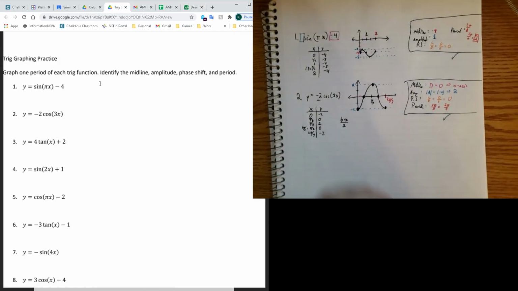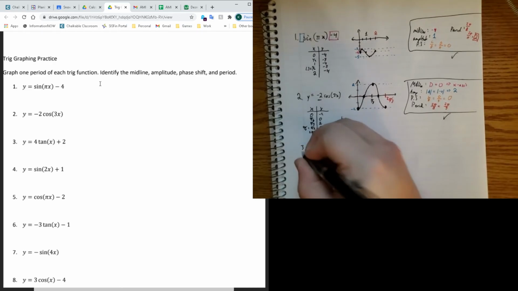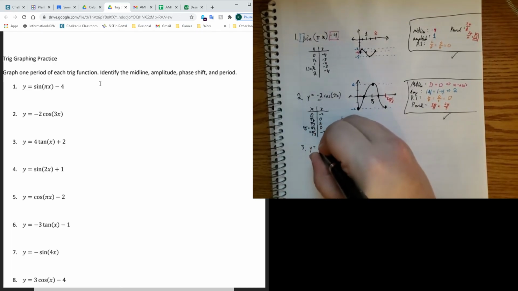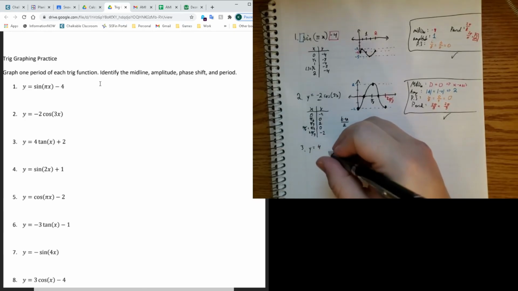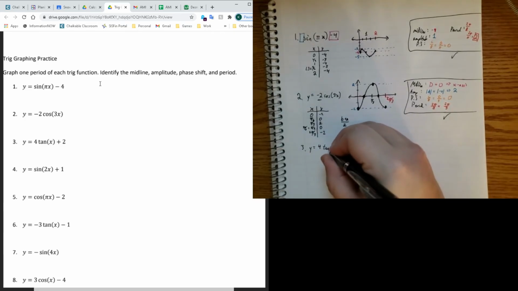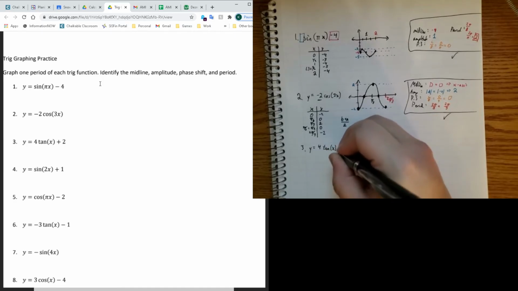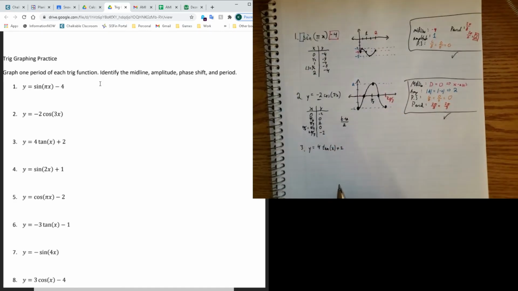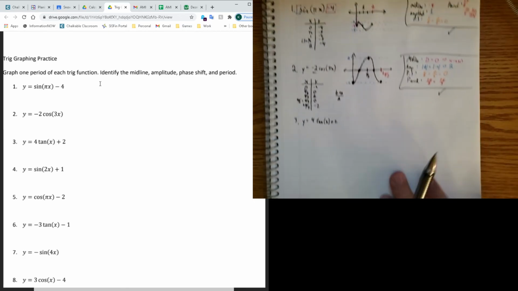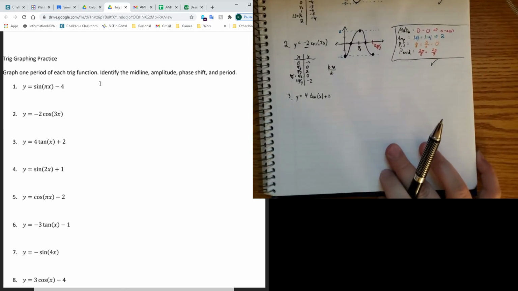Alright, problem number 3 says y equals 4 tangent of x plus 2. And so I'm going to go through the process. Tangent is a little bit different than sine and cosine. And so let's point out as we go through this problem how it's a little bit different.